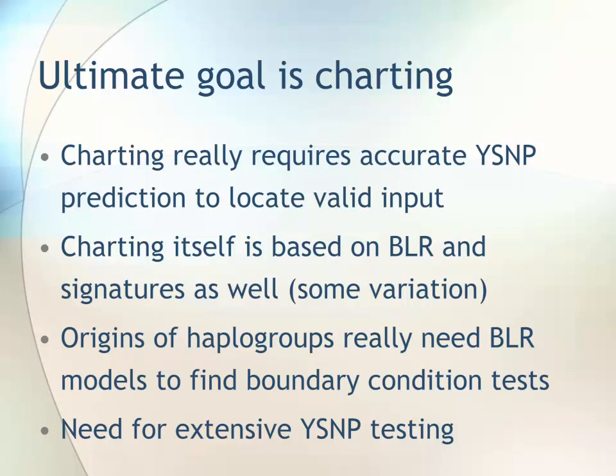The origins of haplogroups really need binary logistic regressions to find the boundary condition testing, because those are the ones that can really reveal good information about the origins of haplogroups. And also, you need extensive YSNP testing. YSTR testing by itself is just fraught with all kinds of issues.